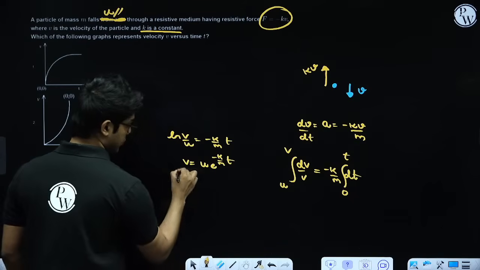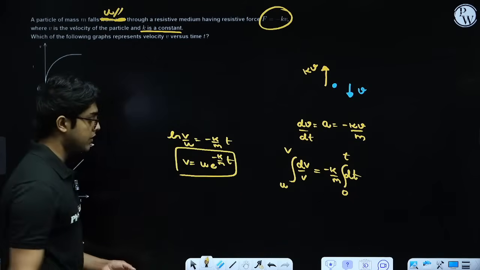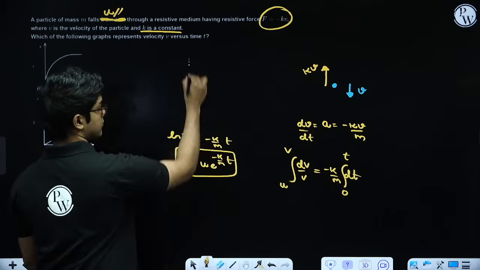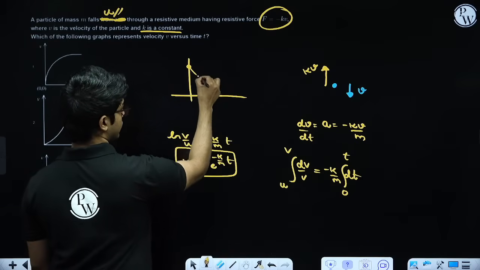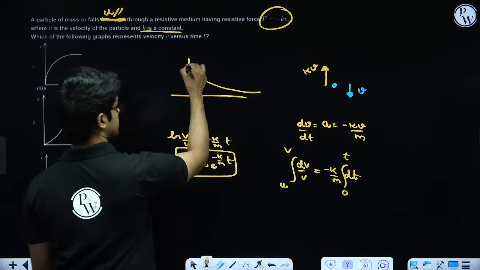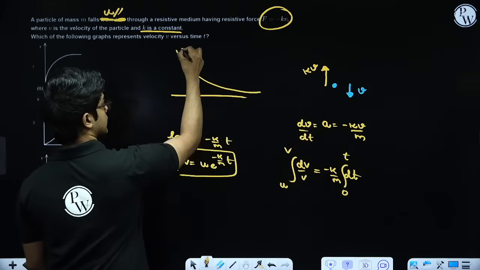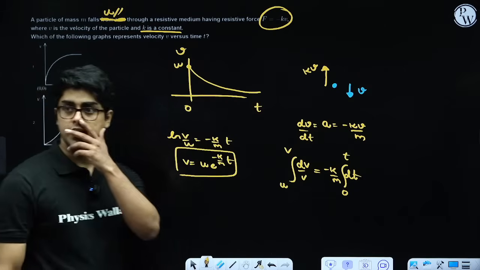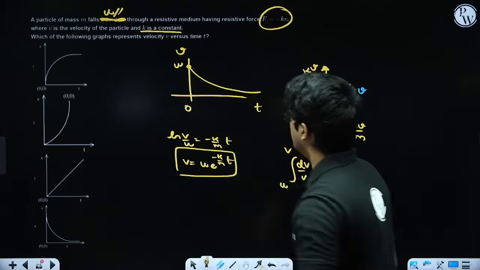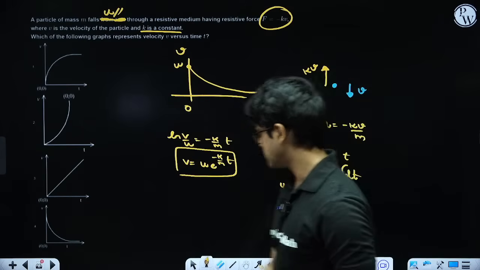So this is the exponential decay graph, right? If I have to plot a rough sketch, if the initial velocity is some u, it exponentially decays. This is going to be the graph of v versus t, the exponentially decaying graph. So that will be option D.